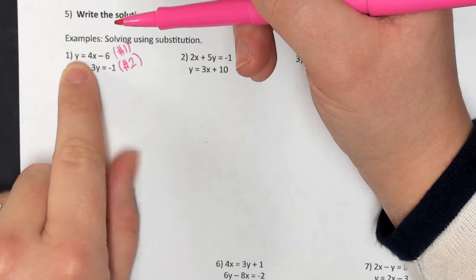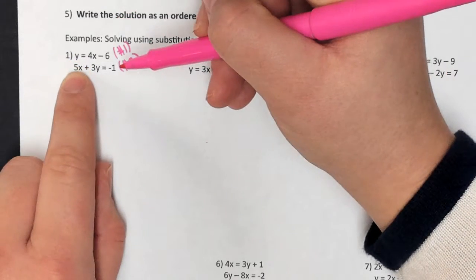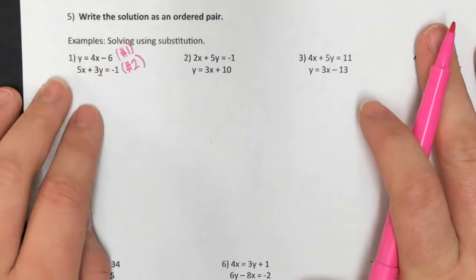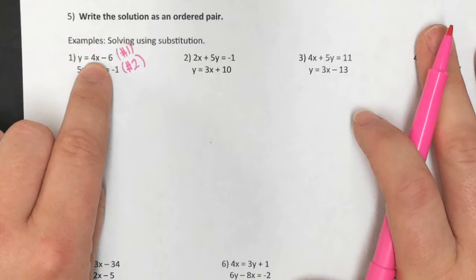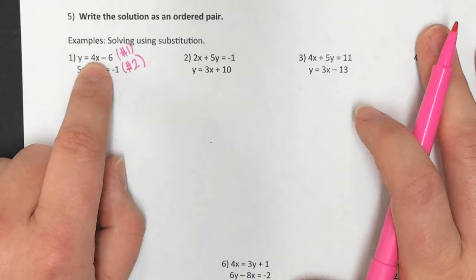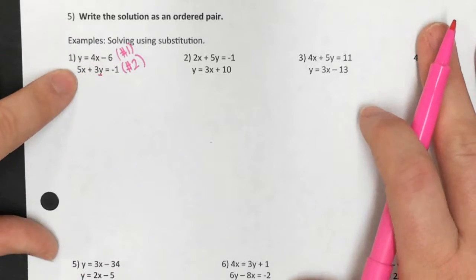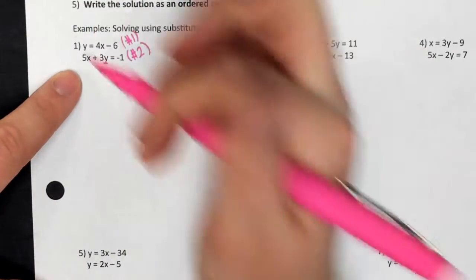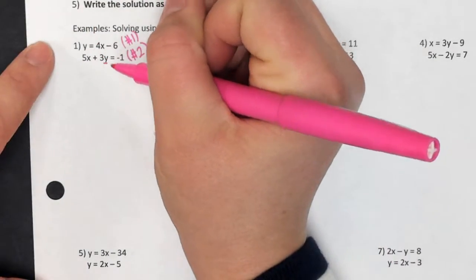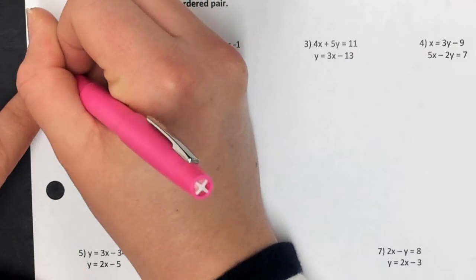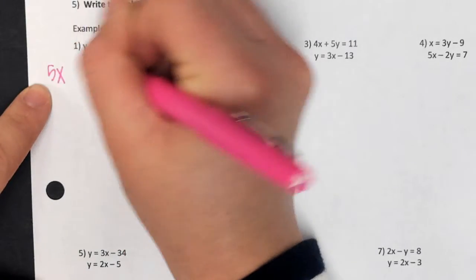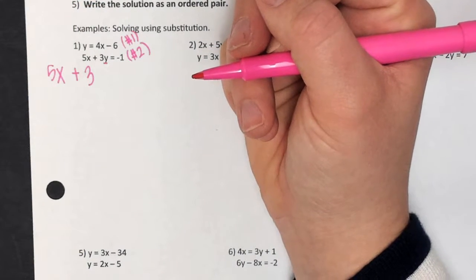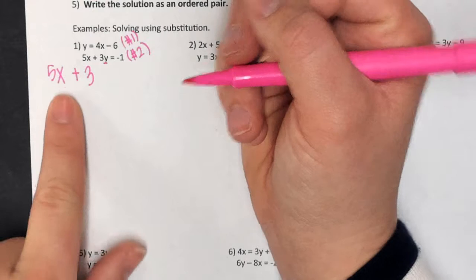Right here, it says y. So wherever you see y in equation number 2, we are going to plug in 4x minus 6. We're going to substitute 4x minus 6. So write equation number 2, but don't write y. We're going to plug in the part from equation number 1. So we will have 5x plus 3. Now, I don't want to write y. I want to have it all in terms of x.